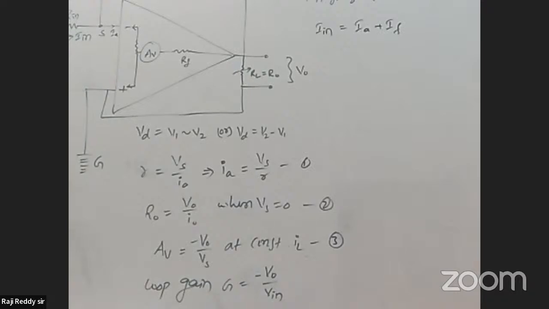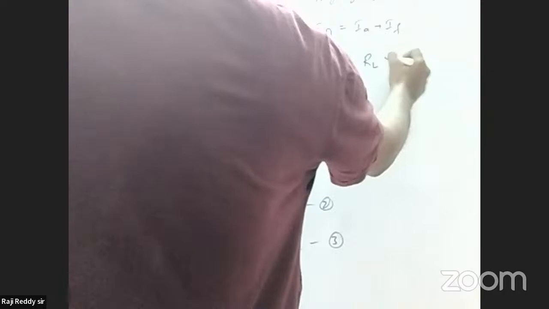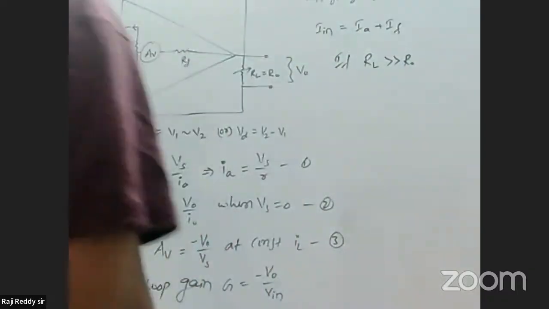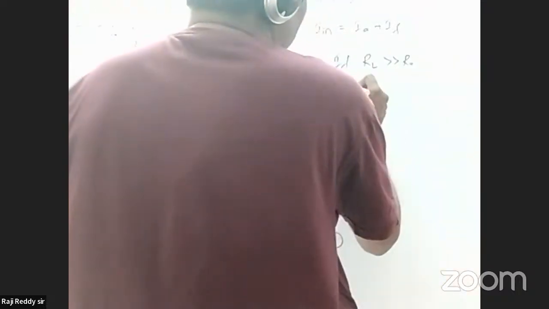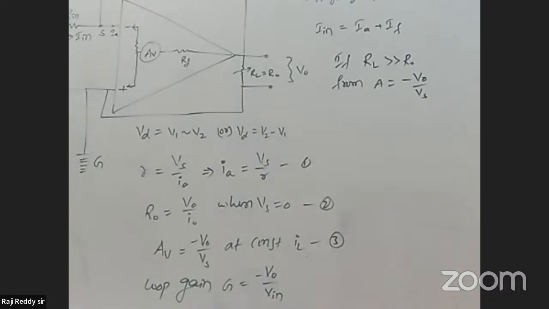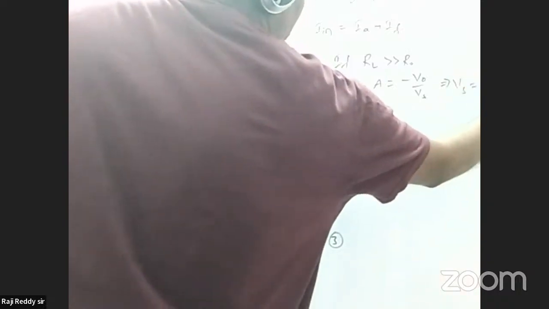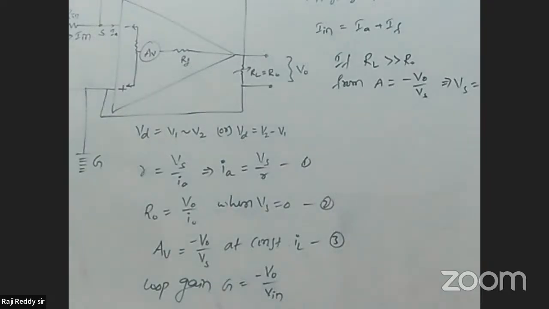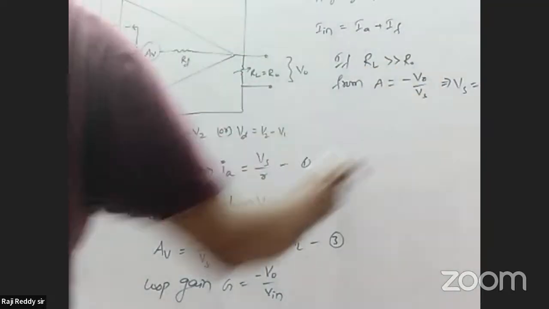I in is equal to IA plus IF. If load resistance RL is greater than R naught, then you can find the Vs value from voltage gain A is equal to minus V naught by Vs. From that you can say Vs is equal to minus V naught by A. So that Vs value can be substituted here.